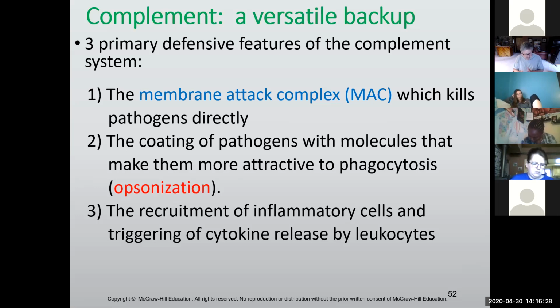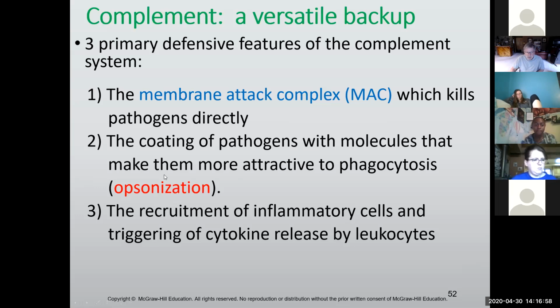So it doesn't make any difference whether it's innate or specific. All three of these pathways ultimately lead to these membrane attack complexes being formed in the pathogen. So don't get caught up in all the technicalities, but get, again, the big picture here. And watch that video that I mentioned in one of the earlier slides, like the second slide before this.